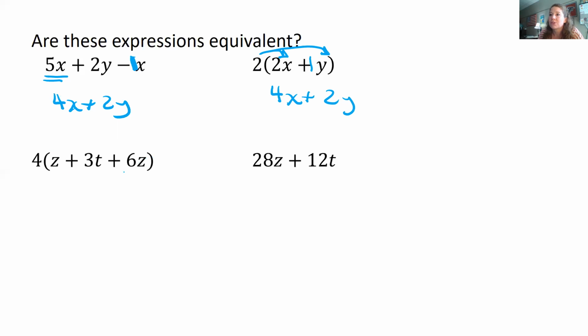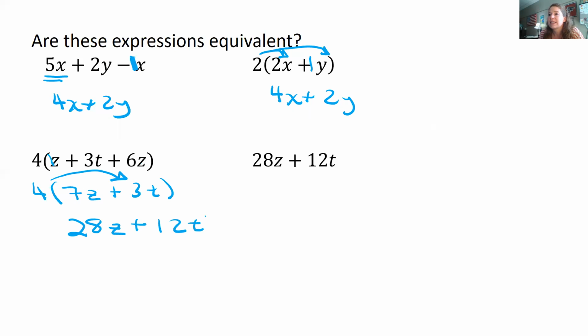All right, let's look at the last one down here. We have a couple of like terms in the parentheses, so let's combine those first. So 1z plus 6z is 7z, and then 3t has to sit by itself. All right, so now we're going to use the distributive property. What's 4 times 7z? 4 times 7z is 28z. And then 4 times 3t, what's 4 times 3? 12, so 12t, excuse me. Are these the same? They are equivalent to each other.